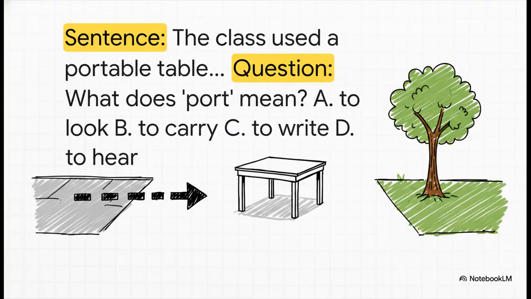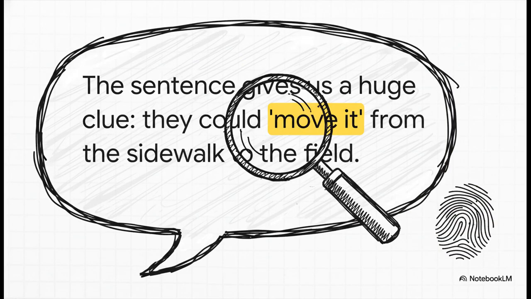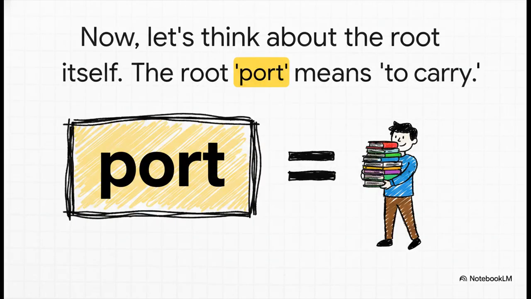All right, so here's our sentence. The class used a portable table so they could move it from the sidewalk to the field. Our mission here is to figure out what that root, port, is all about. Step 1. I'm looking for the clue. What's the context here? Well, the sentence says they could move it from the sidewalk to the field. Ah, there it is. That's the key piece of information. Step 2. Now I've got to think about the root itself. I know that the root port means to carry. So now I've got two things: the clue from the sentence about moving and the meaning of the root.